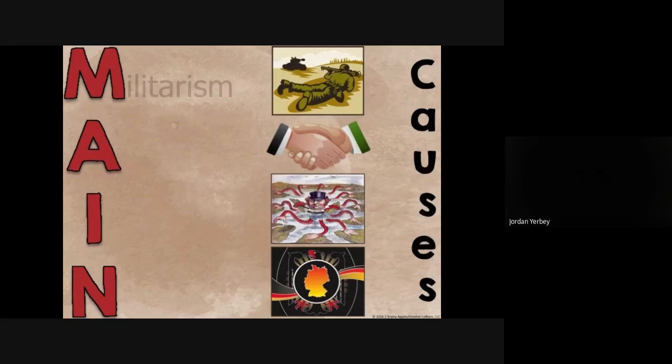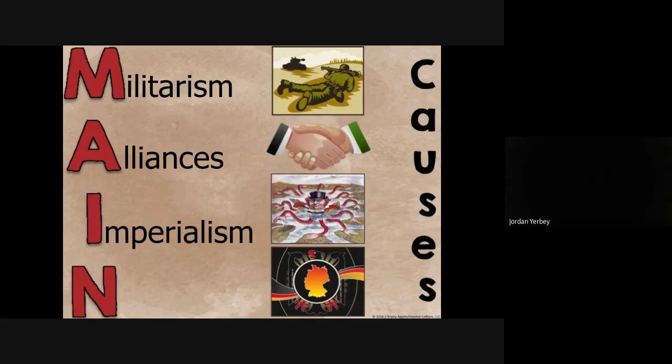The M is for militarism. We'll talk about what that is in a second. Second part is the A, and that's alliances. Third part is the I, imperialism, something we've already discussed in a whole chapter. And then N, nationalism, and something else we discussed. So there's two we've discussed and two we haven't discussed. We'll get into those today.